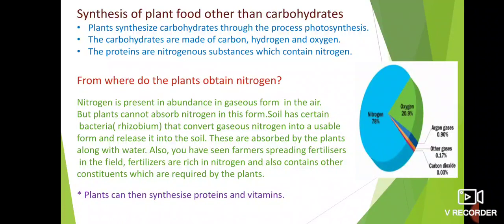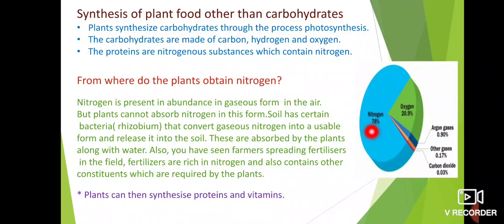We know that in the air there is a presence of nitrogen gas. Nitrogen is present in abundance in gaseous form in the air. How much percentage of nitrogen is present in the air? See the image here. The percentage of nitrogen in the air is 78%. The highest percentage of gas present in the air is nitrogen.